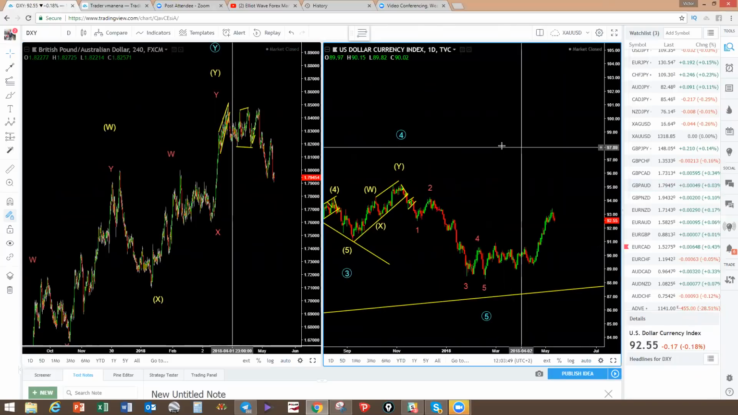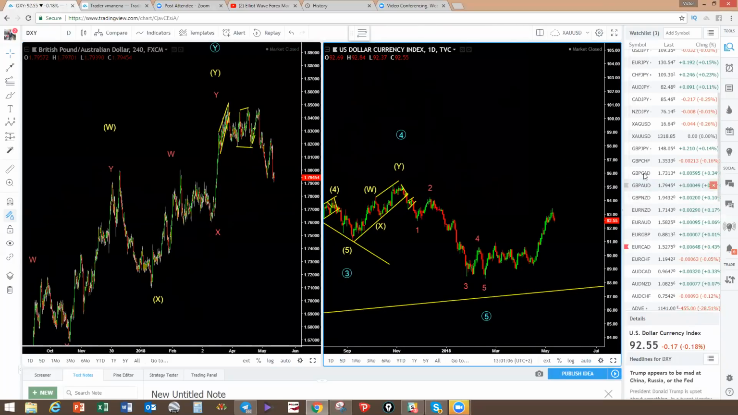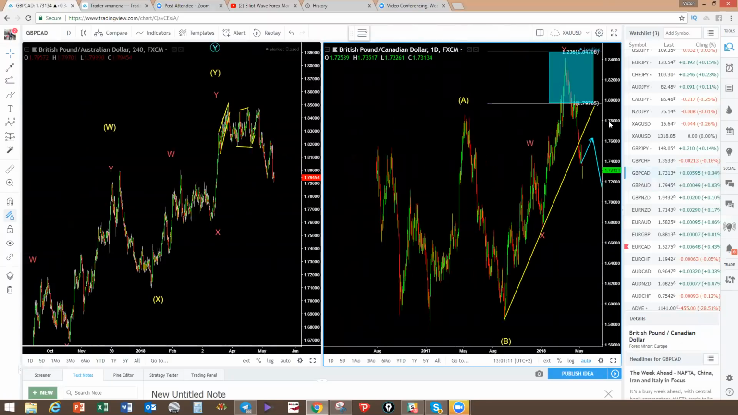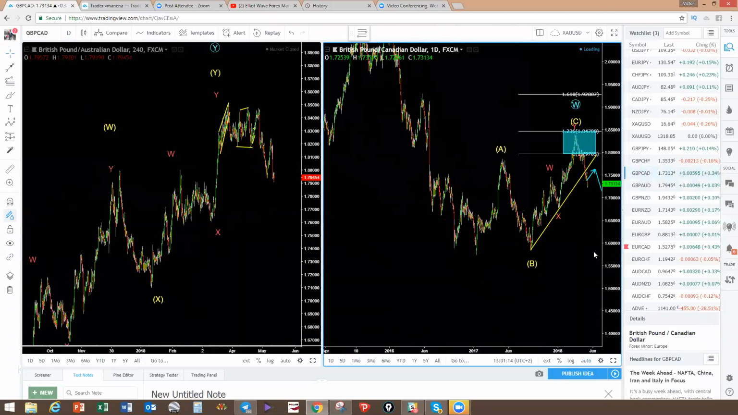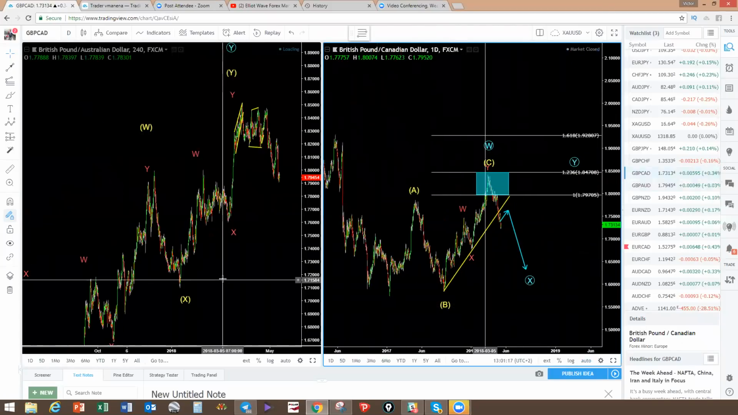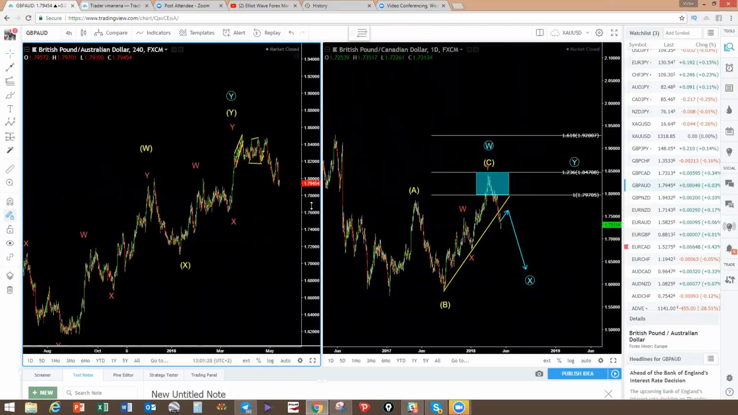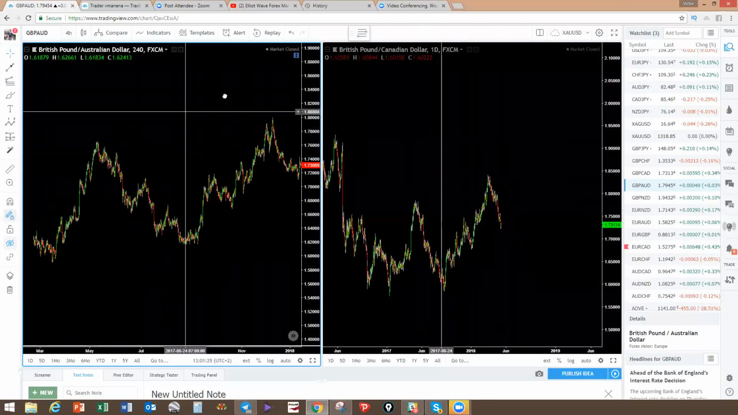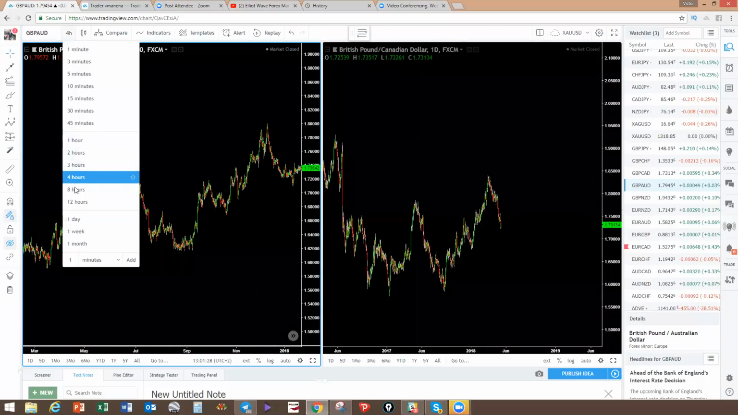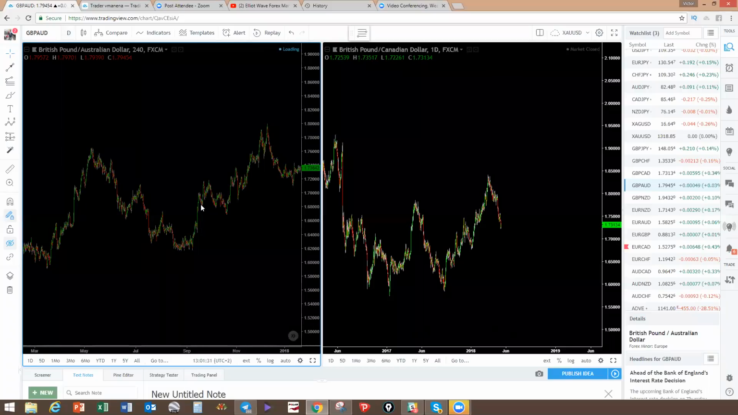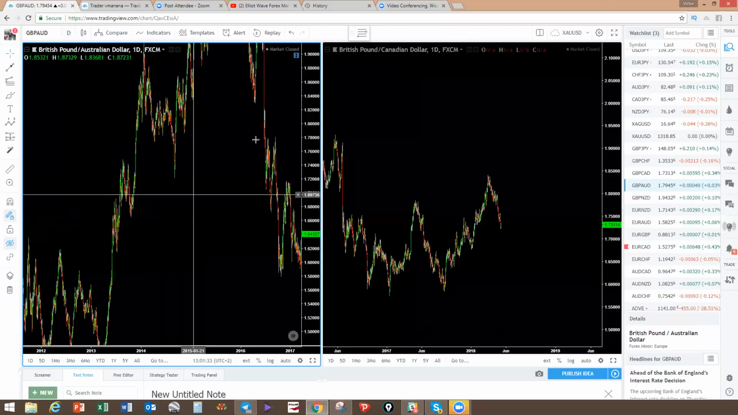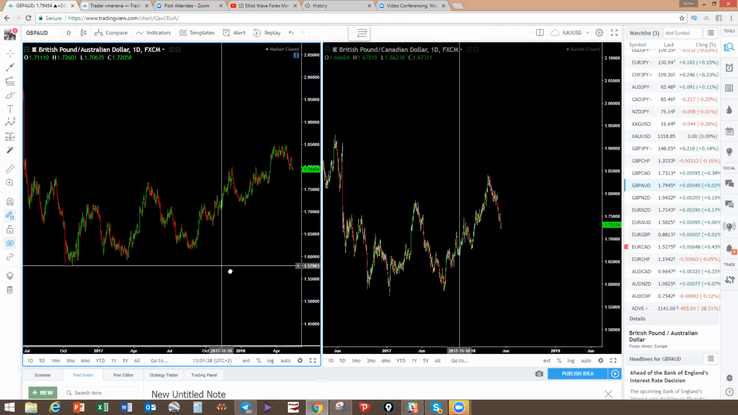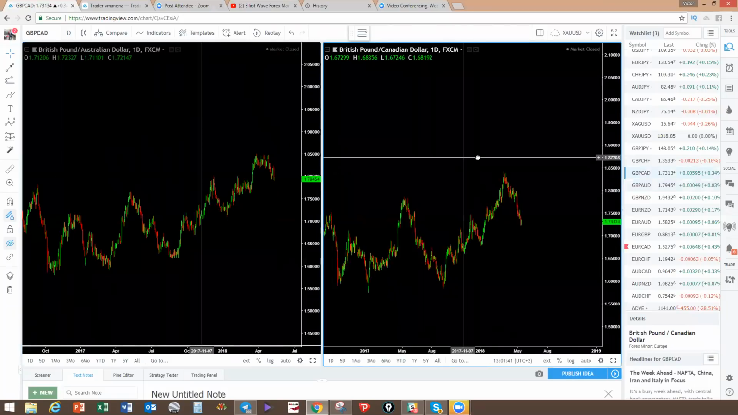And on the right hand side, I'm going to put on pound CAD. Let's put them both on dailies. Look at both structures and see the beauty of correlation. Let's switch off here. I want this on the daily. So I've got daily charts of both pound AUD and pound CAD. Pound AUD on the left hand side, pound CAD on the right hand side.